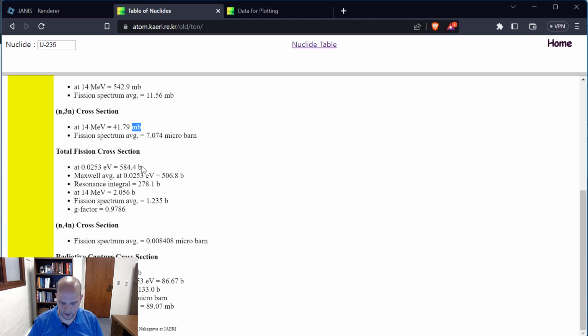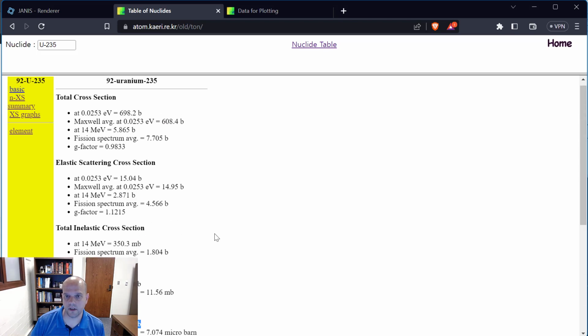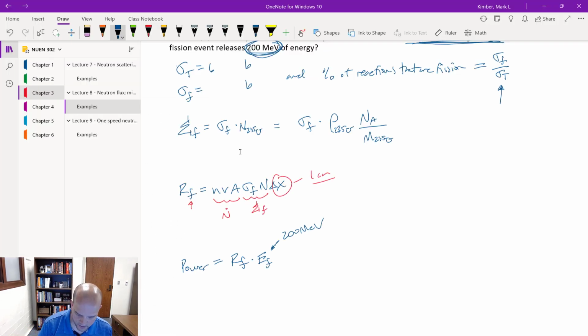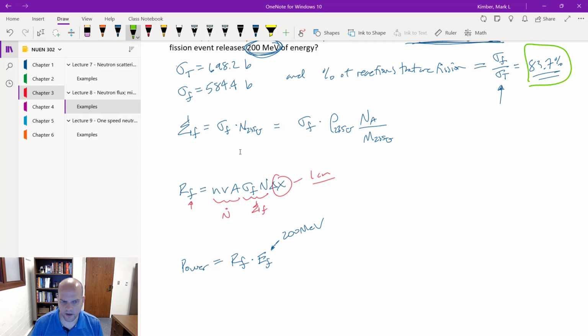So I'll use the total cross-section of 698 and a fission cross-section of 584.4. So when I do this calculation, I get 83.7%. And so 83.7% of the interactions that do occur are going to be fission events.